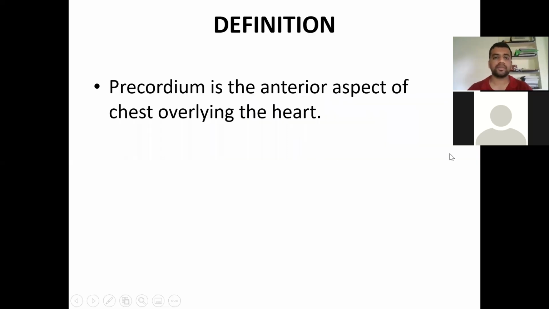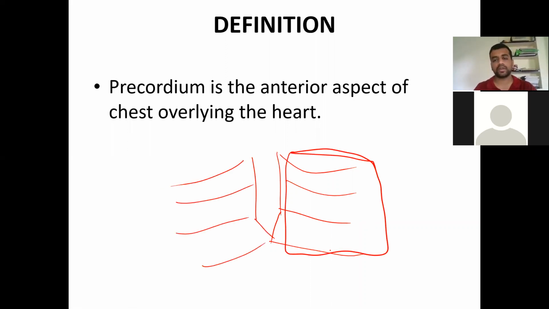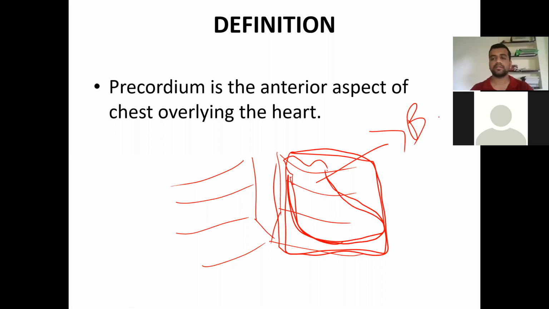Coming to the definition, precordium is the anterior aspect of the overlying chest. If this is your midline sternum and you have ribs on both sides, this area we are going to call the precordium, which is overlying the heart. If this is your heart, lying like this, this is the area which you are going to call precordium, and it includes the base of the heart. This is the base of the heart and this is the apex of the heart. So this region is totally precordium.